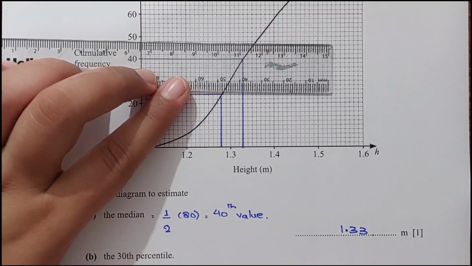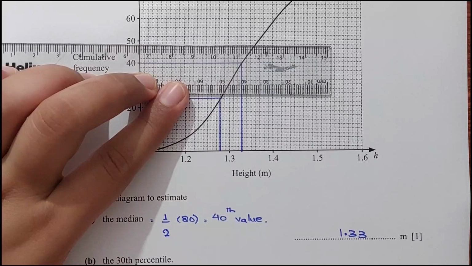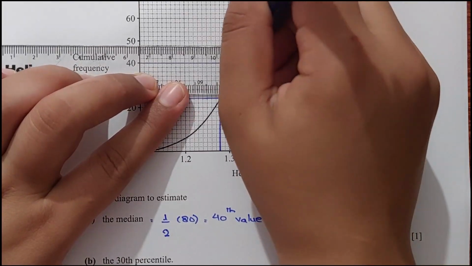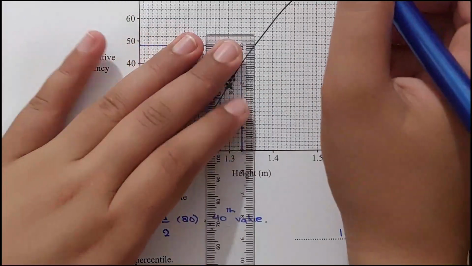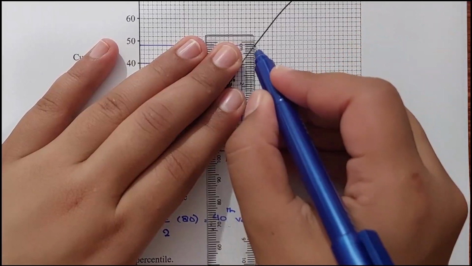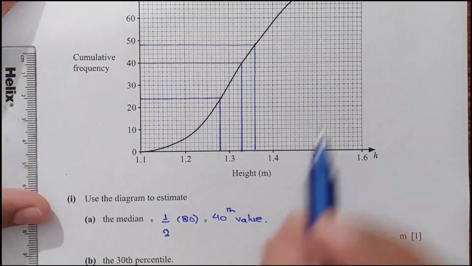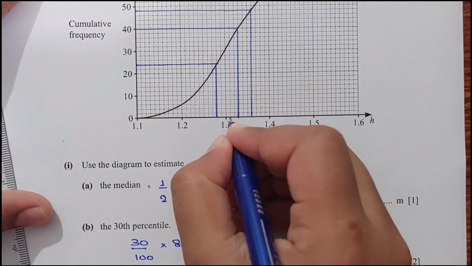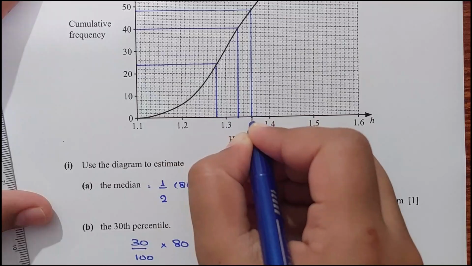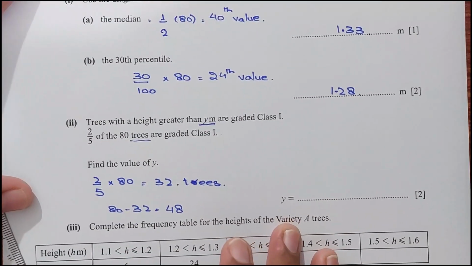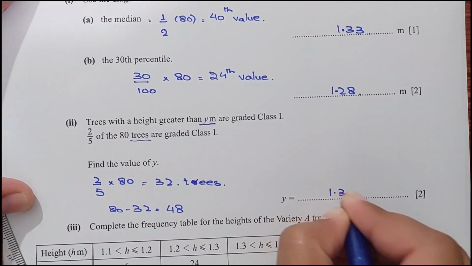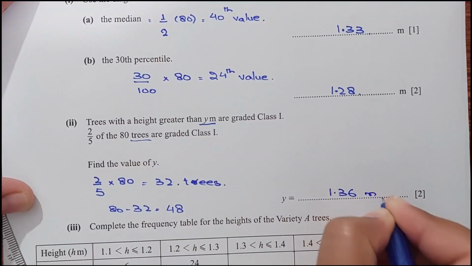On the 48 cumulative frequency we have to find out the height. Here we have 48. Mark it on the graph and check the reading. All right, so this is 1.31, 2, 3, 4, 5, 6, 1.36. 1.36 meters is the height.